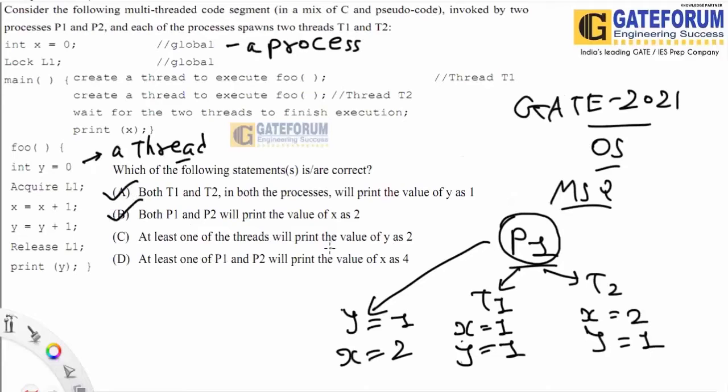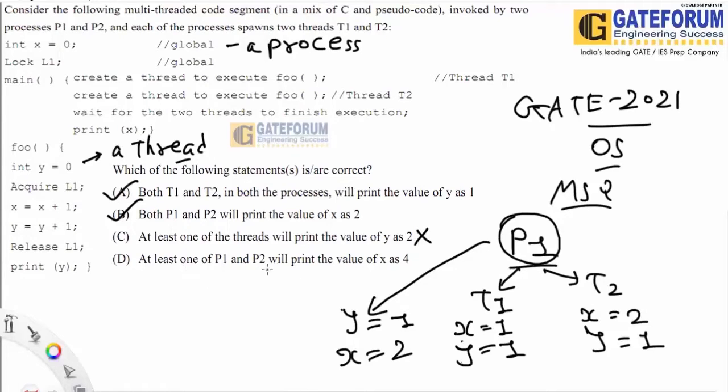At least one of the threads will print the value of y as 2. No. Here all the threads are printing the value of y as 1 only. The first statement we stated is true, that both T1 and T2 in both processes will print the value of y as 1. So it will never print the value of y as 2. So this is not correct.